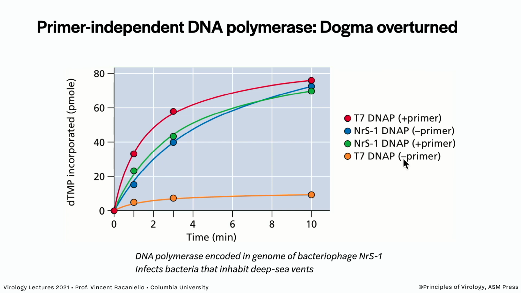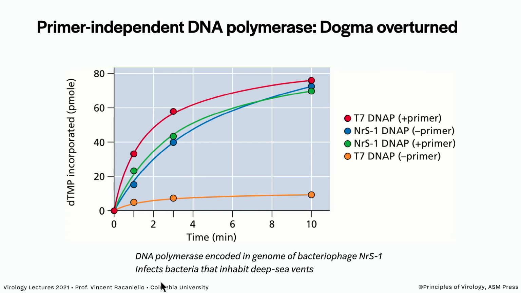So here it is without a primer, the orange, no synthesis. And you add a primer with red, boom, you get synthesis. Primer-dependent DNA polymerase. And now we have another polymerase here from a bacteriophage called NRS1.